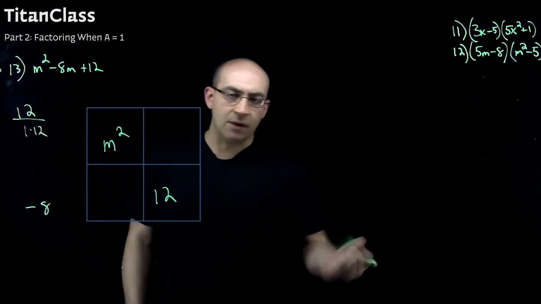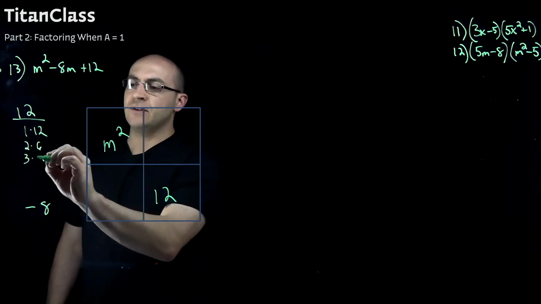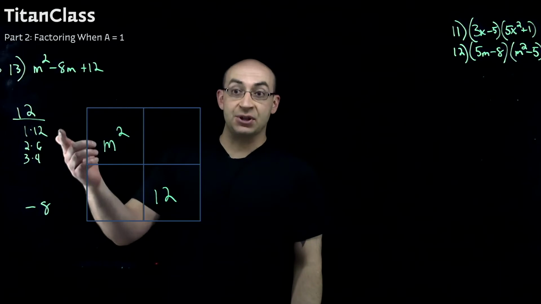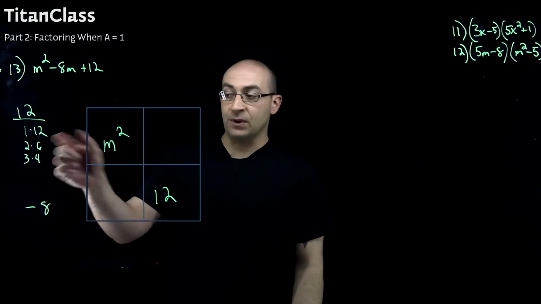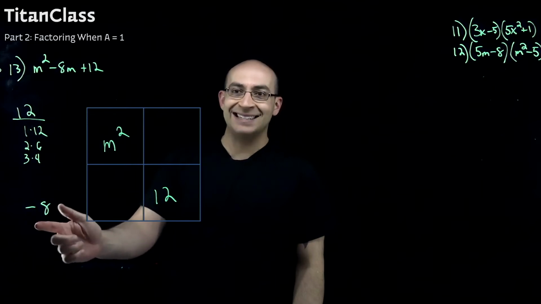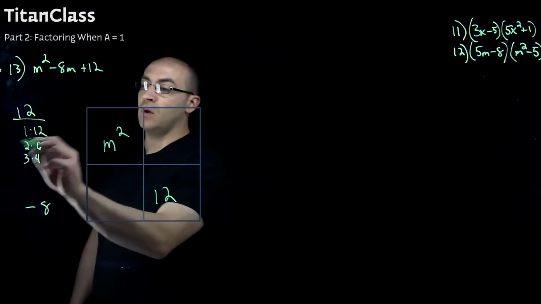1 times 12 is 12, no doubt. 2 times 6 is 12, and the other factor pair is 3 times 4. Now, we need to pick which one of these 3 could I manipulate with plus or minus signs, or 2 pluses or 2 minuses, to add to -8 or subtract to -8. And that 2 and 6 is going to be what I want the whole way here.